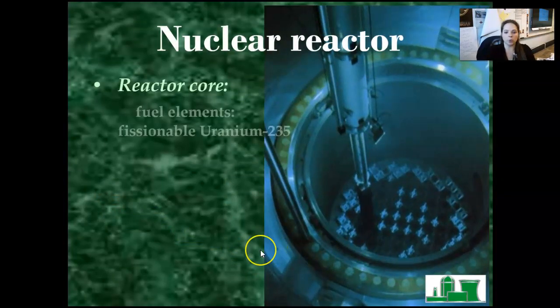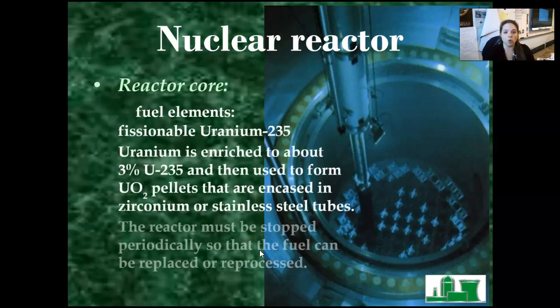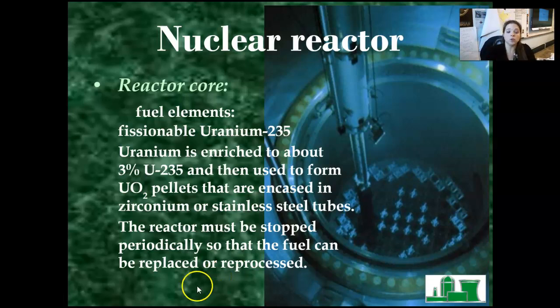So in the reactor, we have the reactor core, or the fuel rods, the fuel elements. What this is is fissionable uranium-235. This means the element that can, if it gets too big, will divide. So this uranium is enriched to about 3% of U-235. I know it doesn't sound like a lot, but we don't need a whole bunch. And then it's used to form uranium oxide pellets.